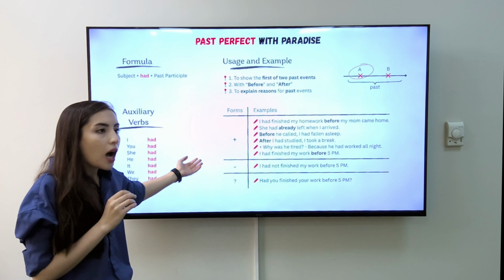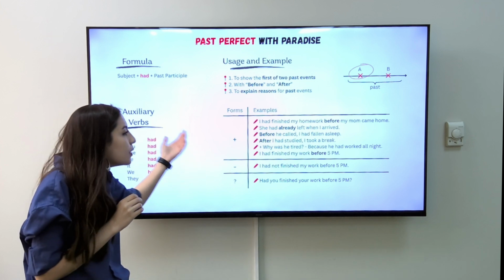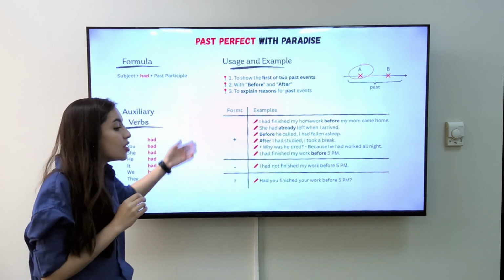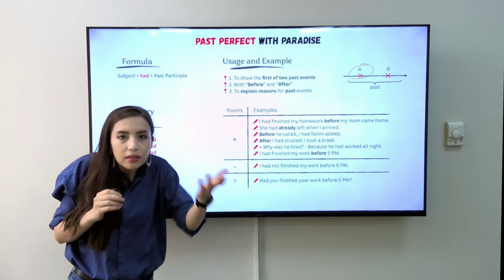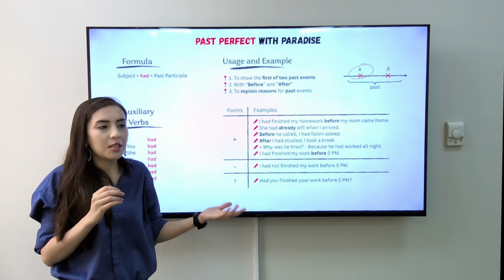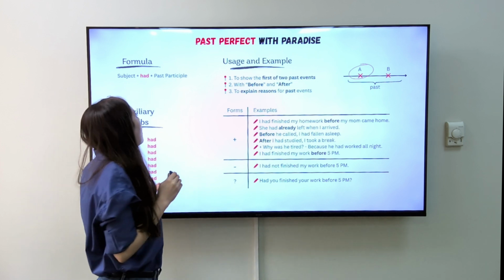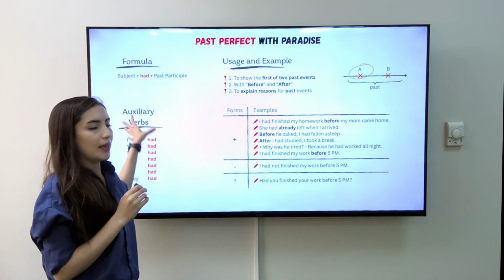You had gone. She had cooked. He had played. It had studied. We had traveled. They had, you told me, learned, for example. Speak, spoke, spoken. Okay, so we covered the formula and the way that we use it.